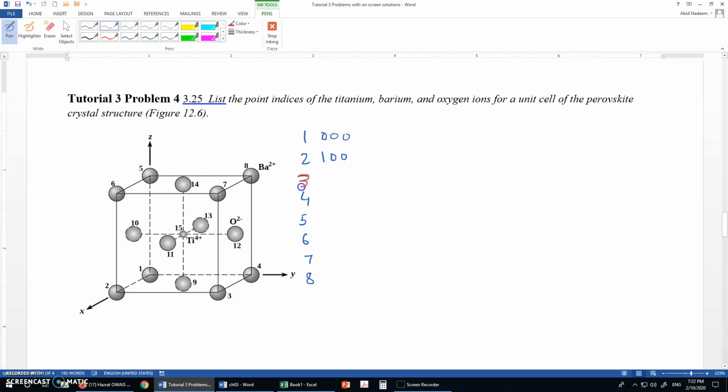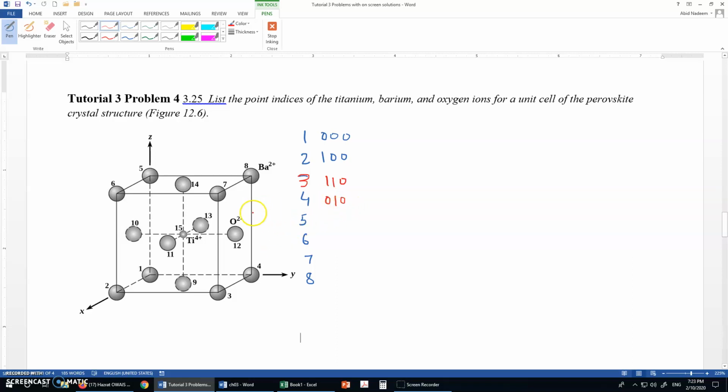So for 3, if 3 is here, it will be 1 1 0. Remember that this is a cubic structure, so A, B and C are all equal. A is the distance along the x-axis, B along the y-axis and C along the z-axis. 4 will be 0 1 0.